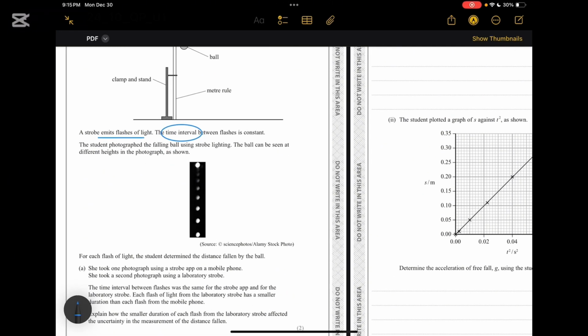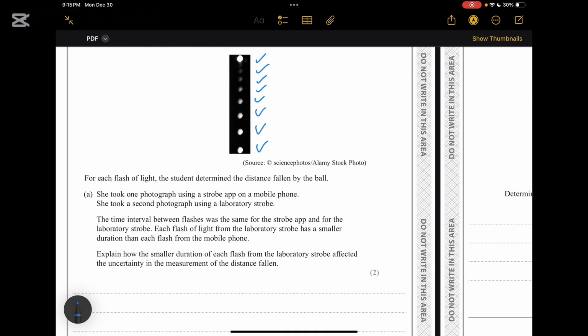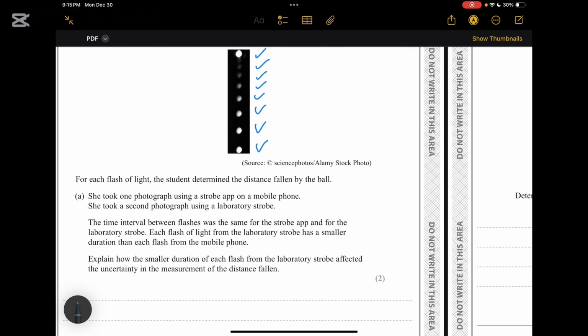The student photographed the ball using strobe lighting. The ball can be seen at different heights in the photograph. These are the different flashes of light. For each flash of light, the student determined the distance fallen by the ball, and then she took one photograph using a strobe app and the other one using a laboratory strobe. The time interval between flashes was the same for the strobe and for the meter rule. So this is very important.